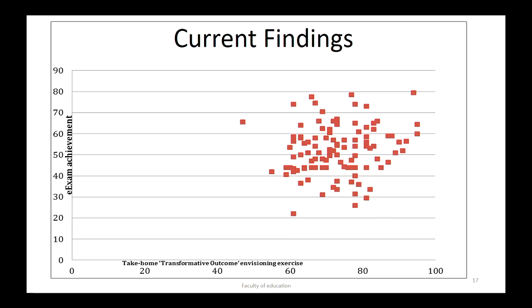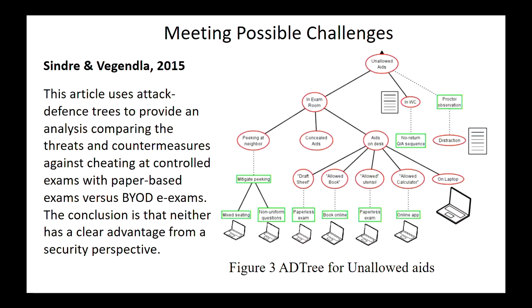And is the e-exam as good as being on paper? There is some academic work on this, and these two authors have done what they call attack defence trees, and they've tried to compare paper exams with e-exams based upon what was current when they wrote the paper. The conclusion is that neither has a clear advantage from a security perspective. Just as you can cheat in paper exams, you can cheat in e-exams to the same degree. So that's quite a nice piece of academic affirmation that the two are equivalent from the security point of view.